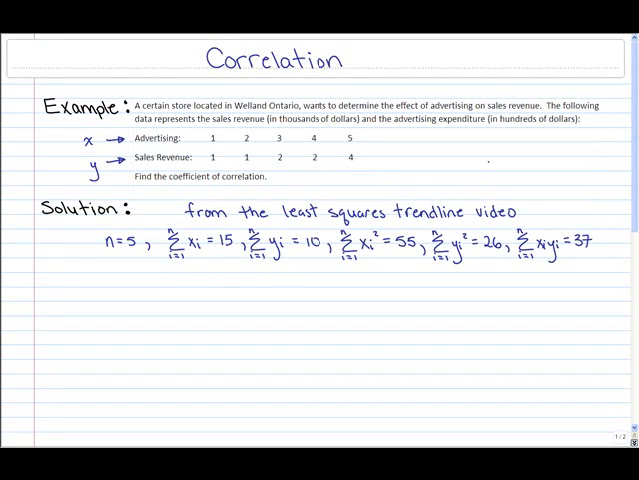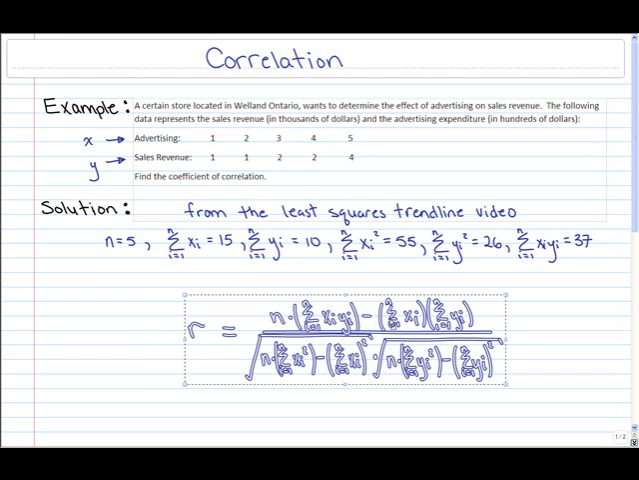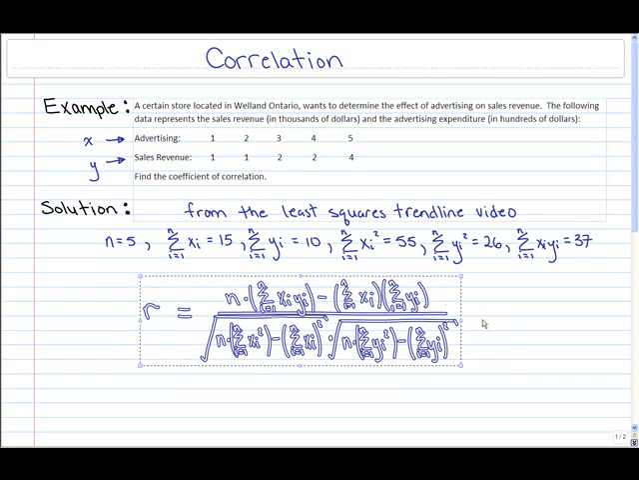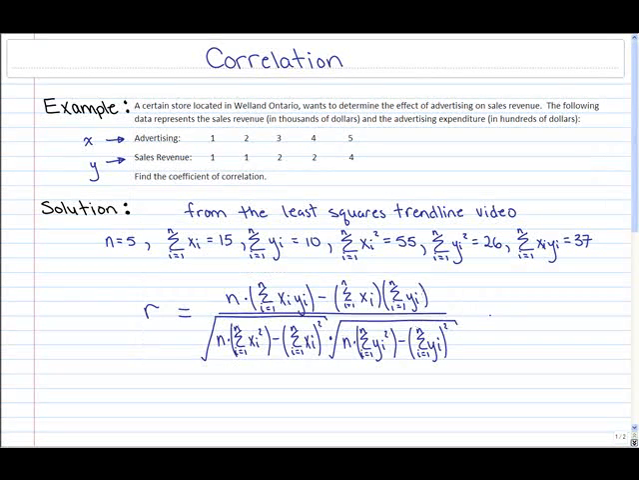I want you to now pause the video and based on this information, obtain the coefficient of correlation. And remember that the coefficient of correlation is found by this formula here. We generally let R represent the correlation coefficient. And so here's the formula. Pause the video now and obtain that correlation coefficient on your own.